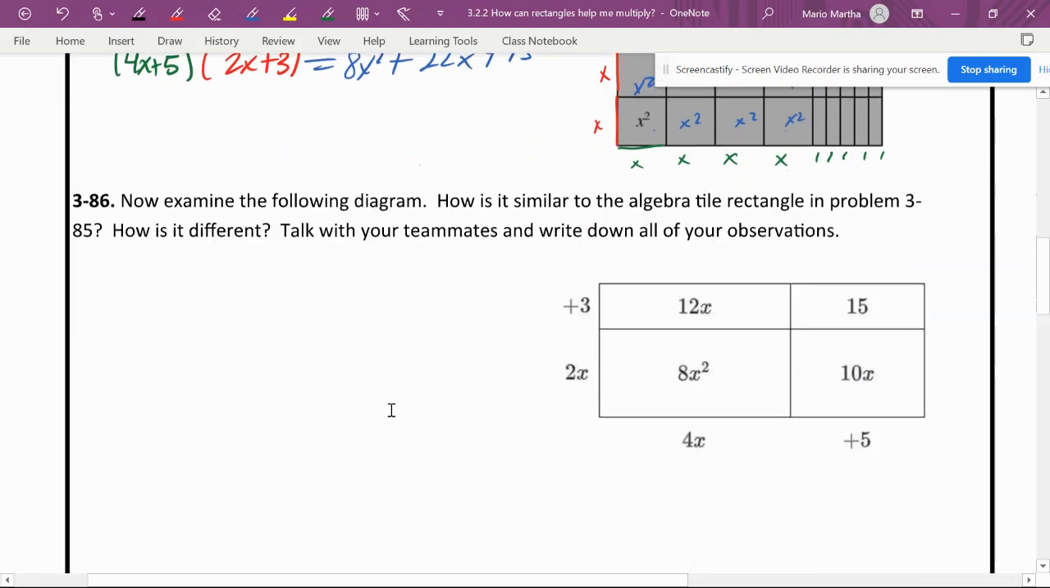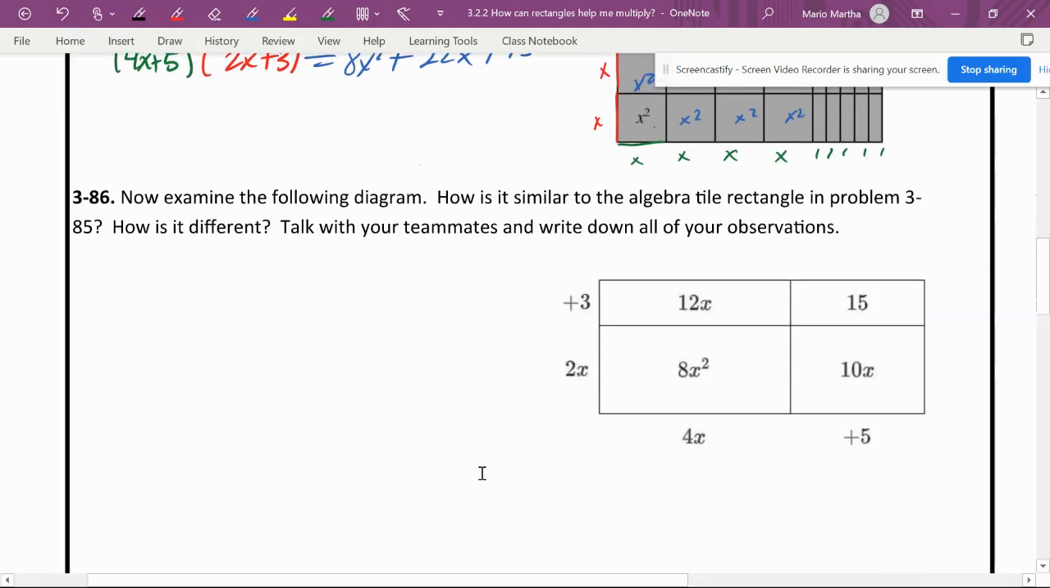Okay, and then let's look at the last problem right there, 386. Now this should be a lot easier because now we're using numbers instead of just having to count tiles, right? So it says, how is it similar to the algebra tiles in problem 385? And then how is it different? So here, how is it similar? If you guys notice, you're using the area model, right? This is pretty much area.